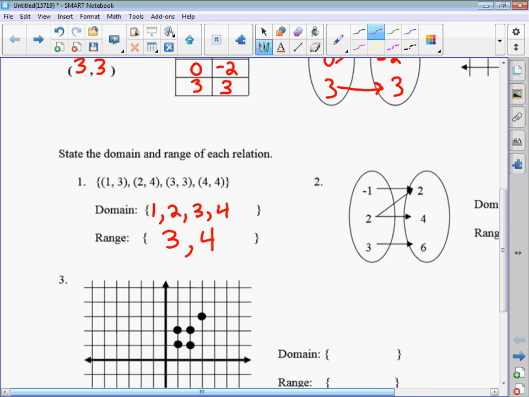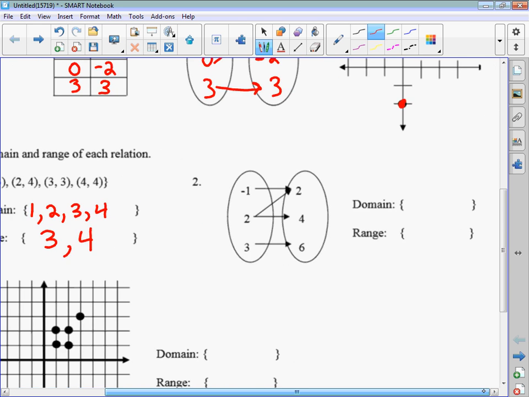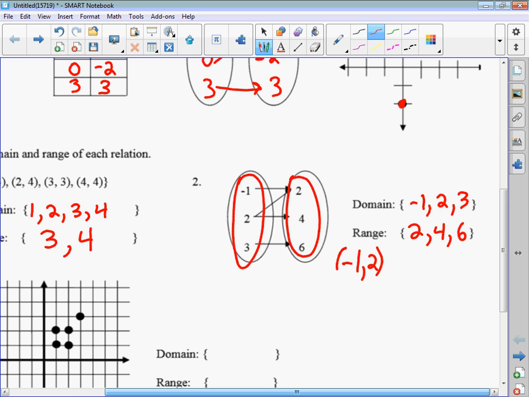Now looking over here at number 2, for the domain, I have -1, 2, and 3. And for the range, I have 2, 4, 6. Now, if I were to rewrite number 2 as ordered pairs, we notice that there are only 3 numbers here and 3 numbers here, but we actually have 4 points. We have -1, 2, 2, 2, 2, 4, and 3, 6.